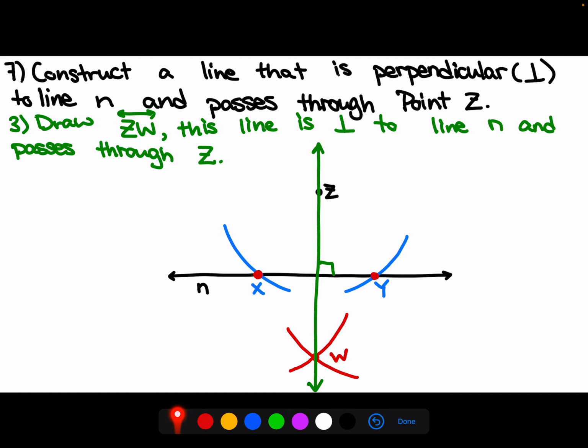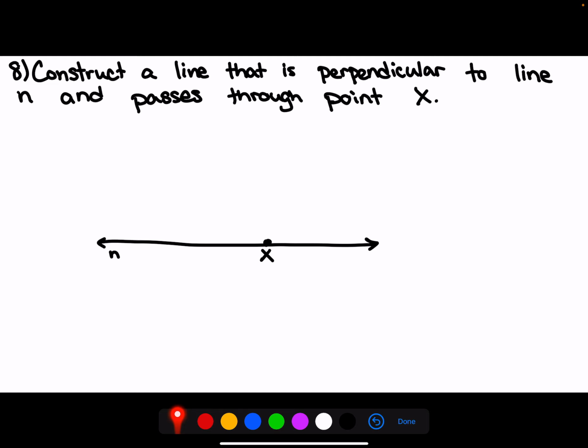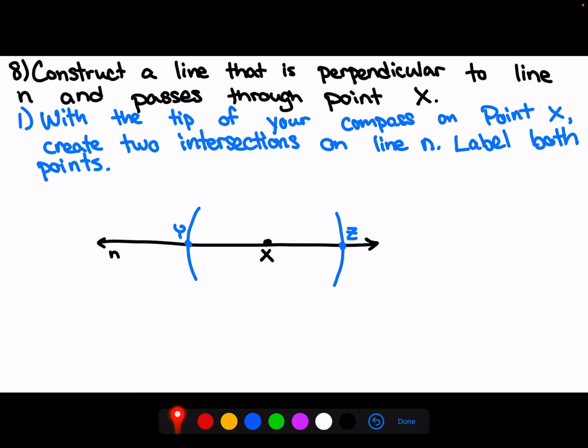Our final construction for the day. Construct a line that is perpendicular to line N and passes through point X. So we are now going to erect a perpendicular. So, with the point of your compass on point X and making sure that your distance is not going off the line, you don't want your distance out here, you want it on the line itself. You're going to create an arc on both sides of point X, on the left and the right. You can label those points as Y and Z.